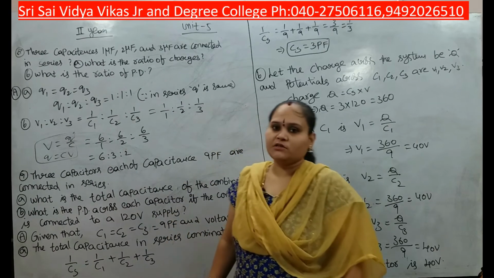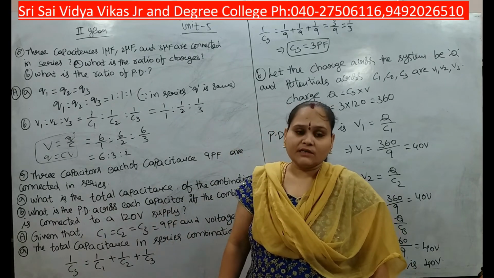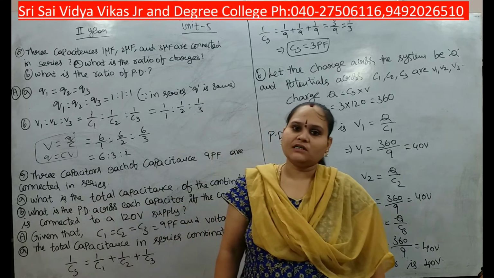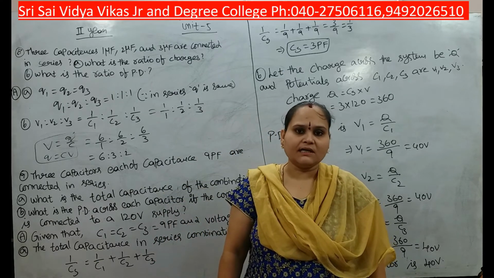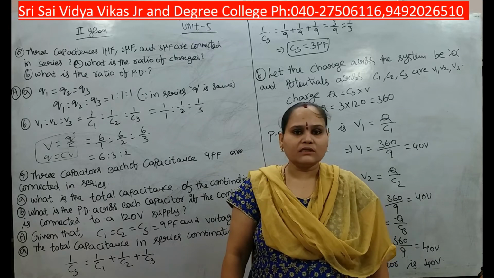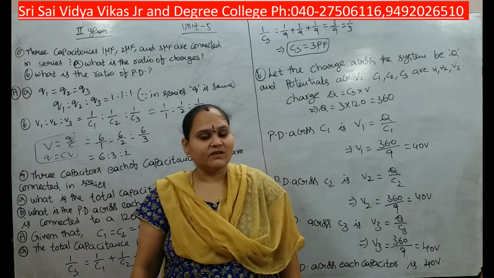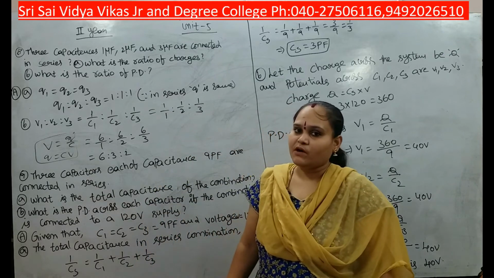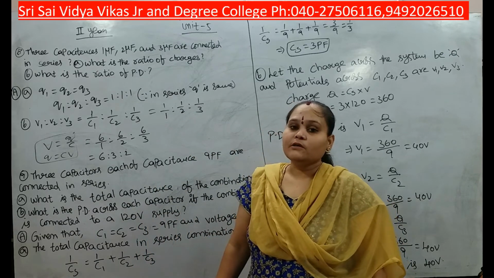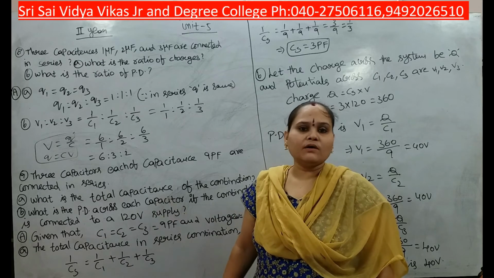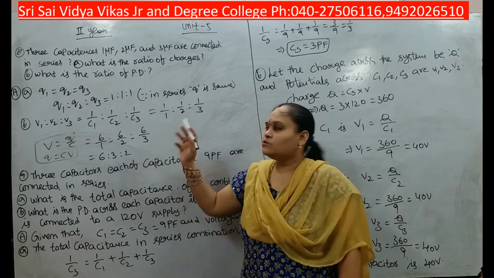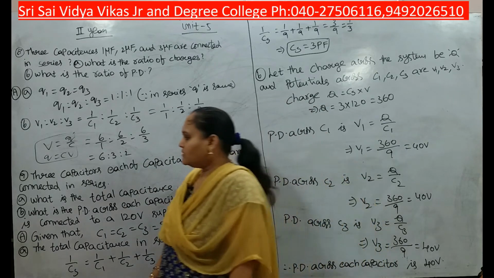In a series combination we have three capacitances, and we can find the ratio of their charges and their potential differences. For the ratio of charges, in a series combination the charge is the same, so Q1 is to Q2 is to Q3 is nothing but 1 is to 1 is to 1. Then we calculate V1 is to V2 is to V3 using the formula V equals Q by C. Substituting Q and C values, we get 6 is to 3 is to 2. This is the ratio of the potential differences.